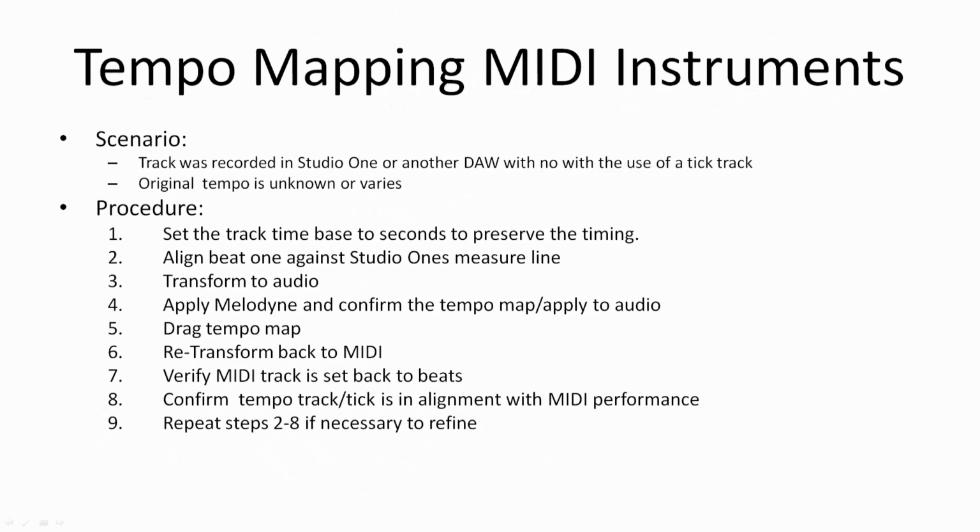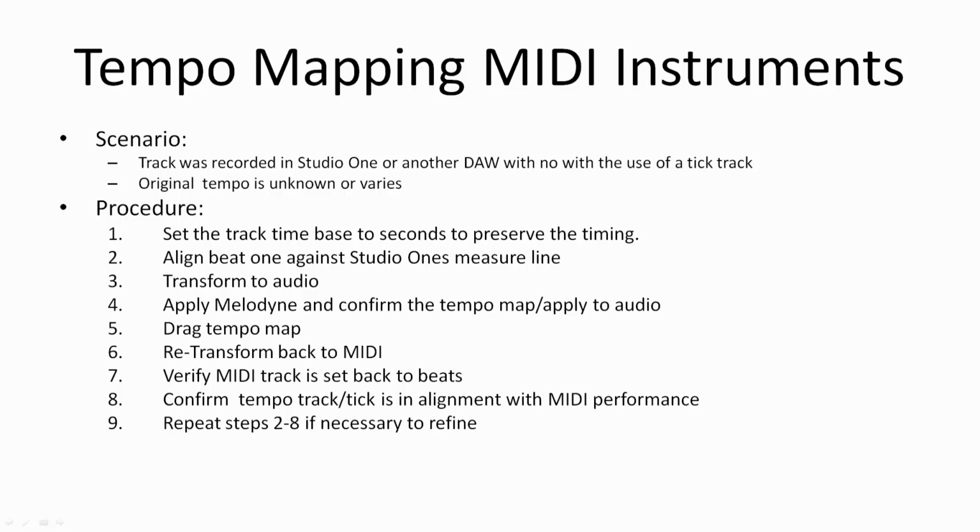So in this scenario, we have a MIDI performance that was recorded in Studio One as if it was a tape recorder, and we're going to set that track to seconds to lock it down. Seconds is equivalent to setting it to don't follow on an audio track. And then we'll visually align the first beat of the song, and then we'll transform that MIDI to audio, then apply Melodyne to it, and confirm the tempo map and write it into the audio file. Then we'll drag that tempo map out of the audio file onto Studio One's tempo track.